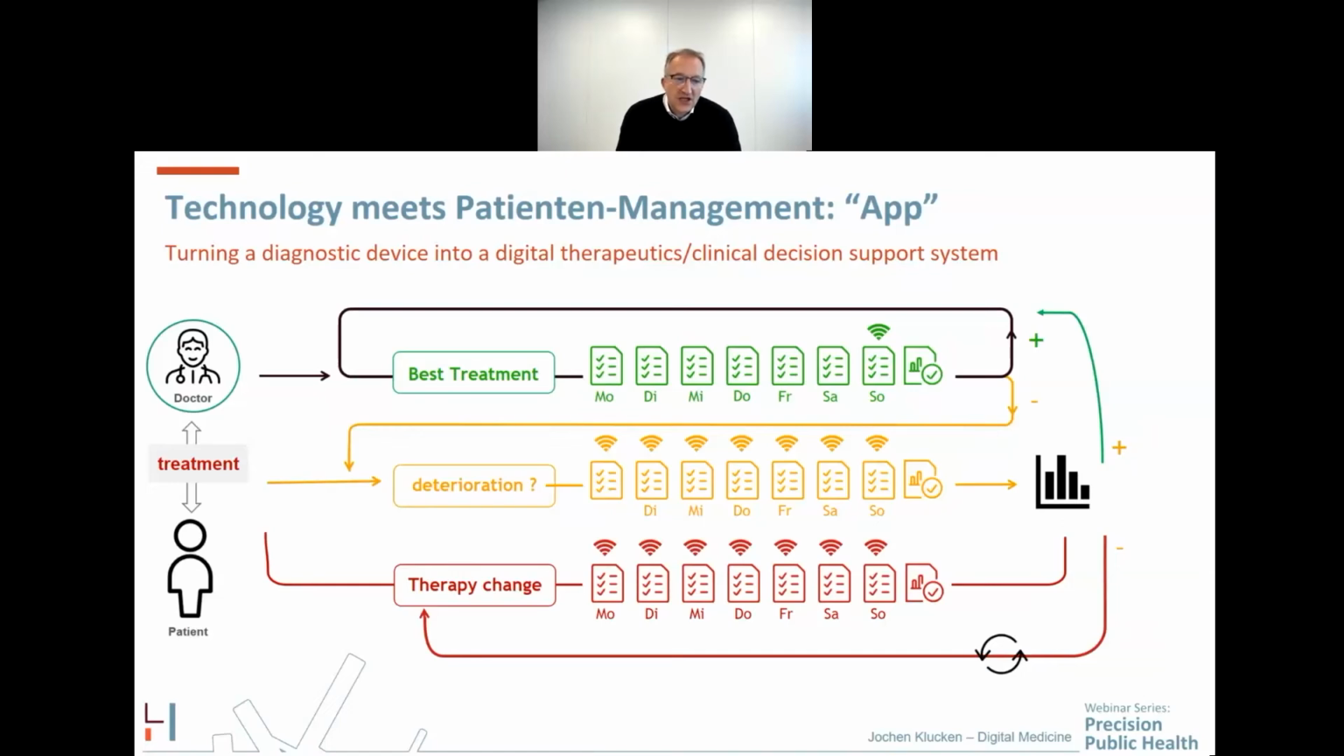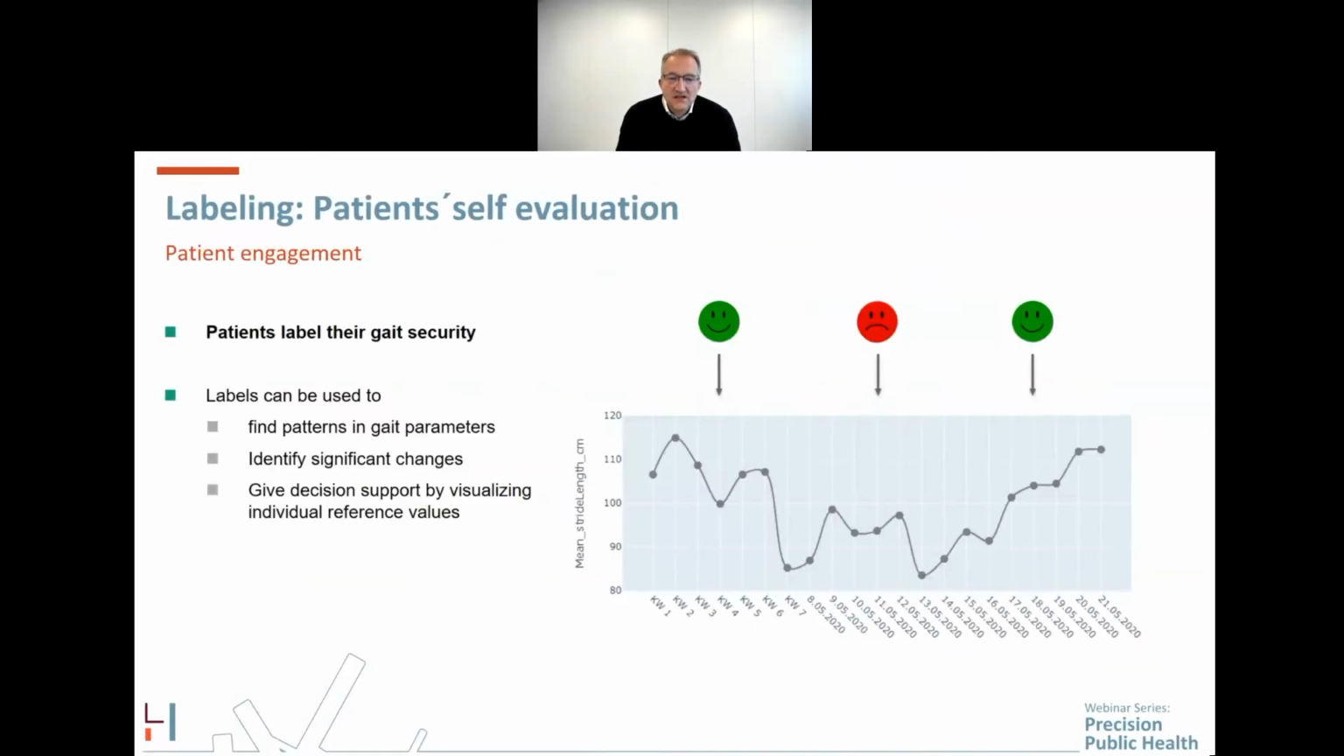So it's really a communication concept and not only a sensor assessment if we want to get real-world data into any kind of clinical decision support or research context. And we did this in the same pattern that I've shown you before. So we labeled every data point with a patient evaluation to see how he feels himself. So was it a good day or a bad day?